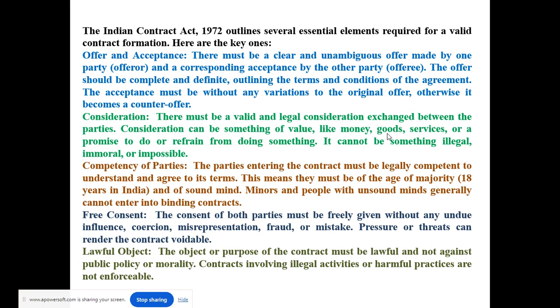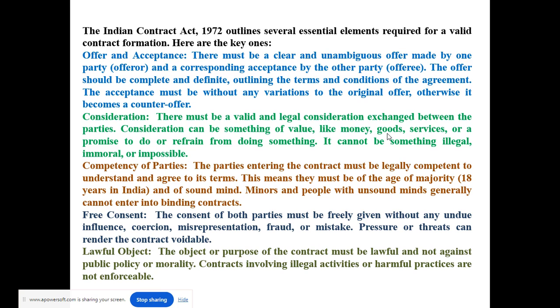That means there is an age restriction: minors and persons of unsound mind generally cannot enter into a binding contract. Within a contract, free consent of both parties is required. Then lawful object is also included, meaning the object or purpose of the contract must be lawful and not against public policy or morality. As a whole, these are the several essential elements for valid contract formation.